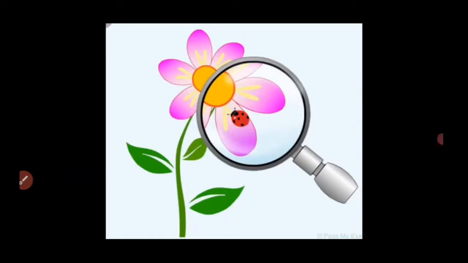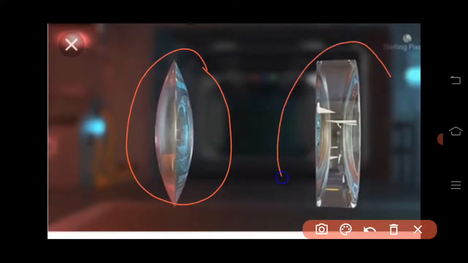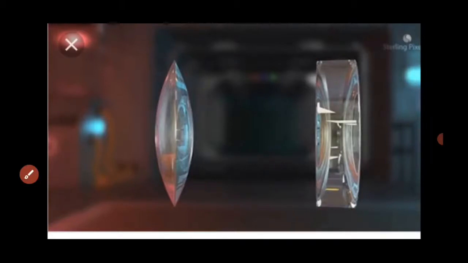Students, a lens is an optically transparent medium bounded by two spherical refracting surfaces or one plane and one spherical surface. Lenses are basically classified into two types. They are convex lens and concave lens. In this picture, the first diagram is the example for convex lens, and the second diagram is an example for concave lens.